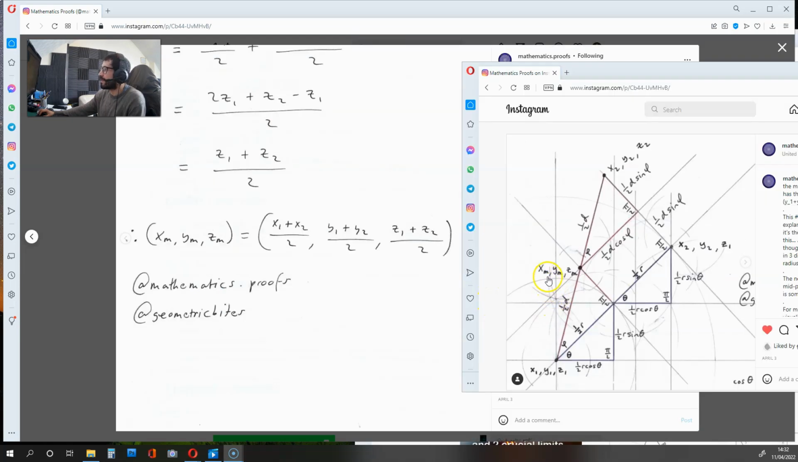Since we already have the x and y coordinates of the midpoint of this line in 3D, we can say that the coordinates of the midpoint of this line in 3D are x1 plus x2 over 2, y1 plus y2 over 2, and z1 plus z2 over 2. And we've shown, using geometry, that this is indeed the case.